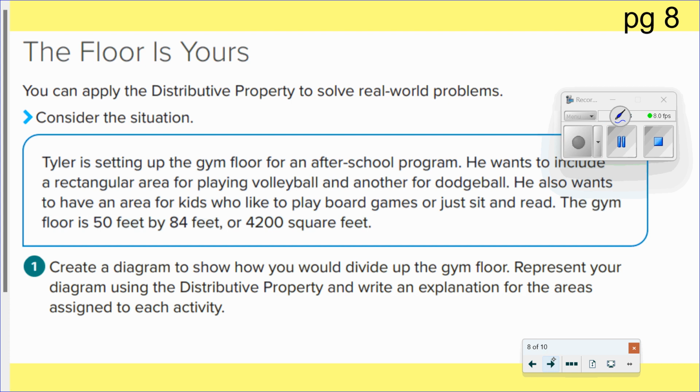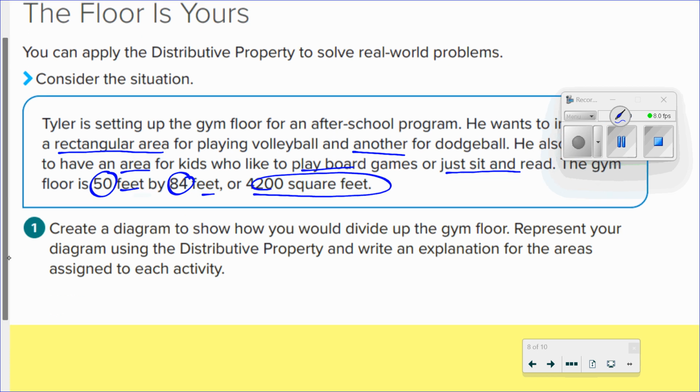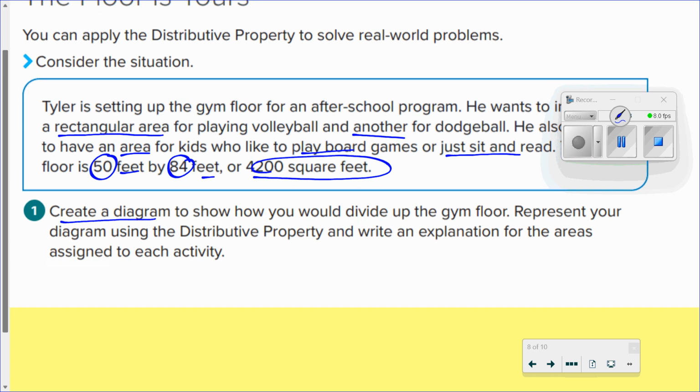Okay, you can apply this to your property to solve real-world problems. Tyler is setting up the gym floor for an after-school program. He wants to include a rectangular area for playing volleyball and another for dodgeball. He wants to have an area for kids who like to play board games or just sit and read. The gym floor is 50 feet by 84 feet or 4,200 square feet. Create a diagram to show how you would divide up the gym floor. Represent your diagram using the distributed property and write an explanation for the areas assigned to each activity.